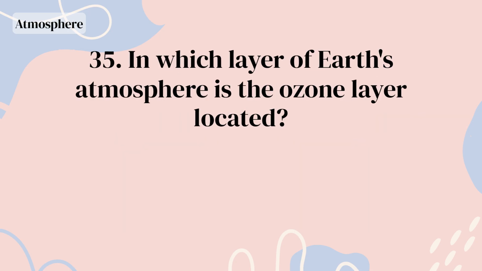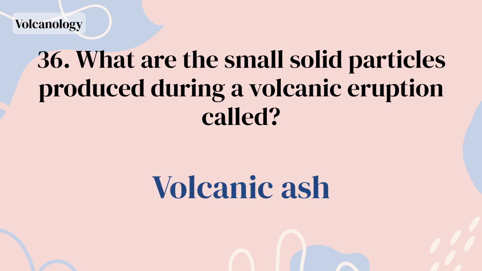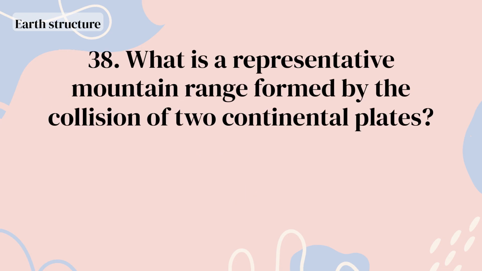Mesoderm. In which layer of Earth's atmosphere is the ozone layer located? Stratosphere. What are the small solid particles produced during a volcanic eruption called? Volcanic ash. What do you call the various pieces that make up Earth's surface? Plates. What is a representative mountain range formed by the collision of 2 continental plates?